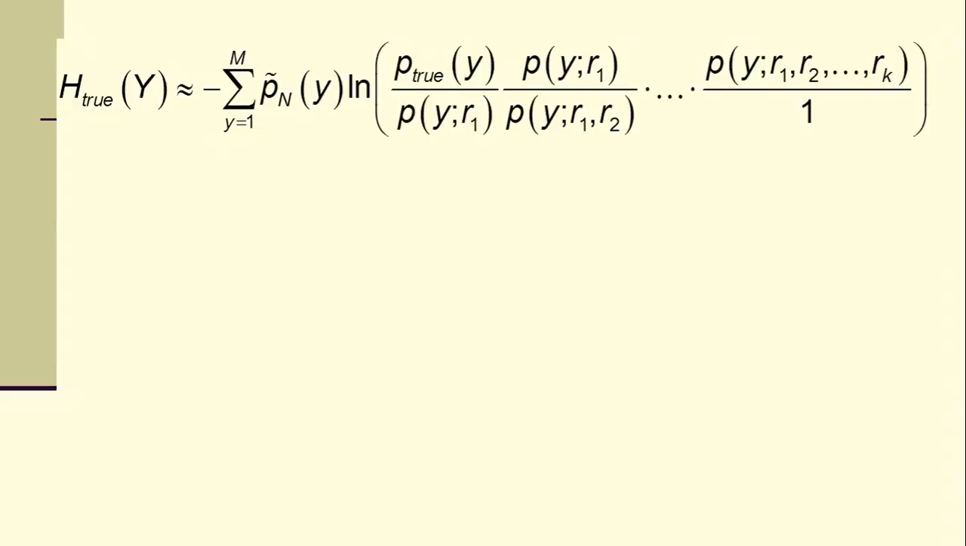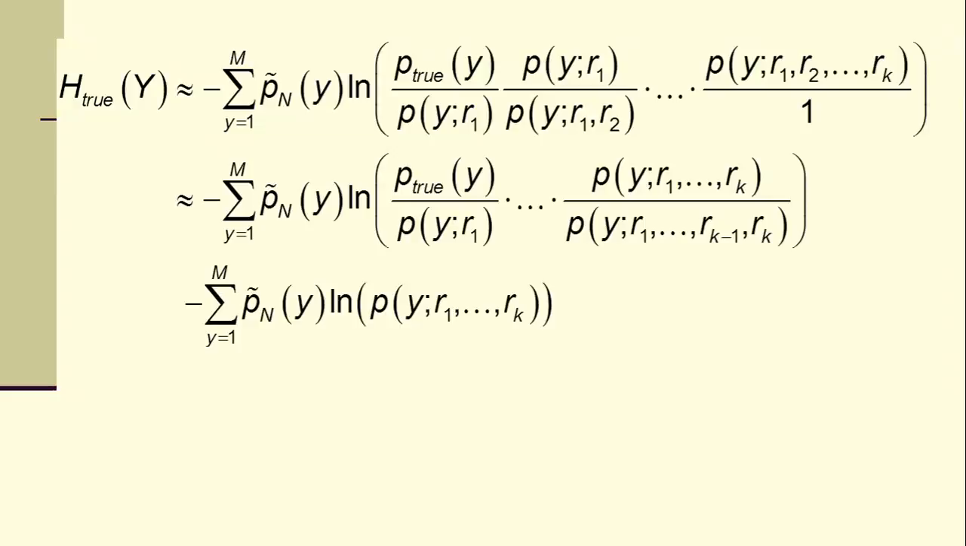So what we do is a little trick. In the logarithm we have p true of y, so we divide by p of y depending on r1, multiply by P of y depending on R1 divided by P of y depending on R1, R2, and all the way out so that we get cancellation. So the last one will be P of y given all the way out to R sub k over 1. And we split off that last term, and that's actually the data, the maximum likelihood estimate.